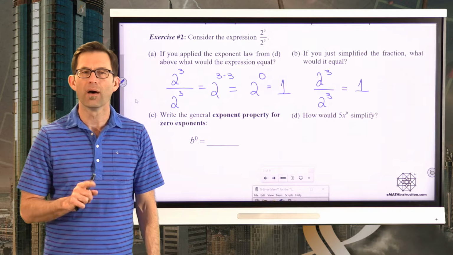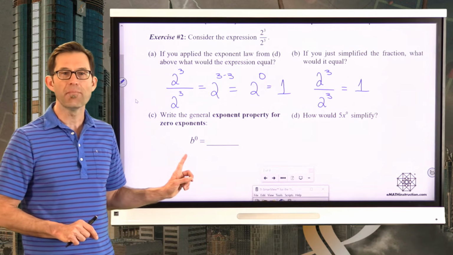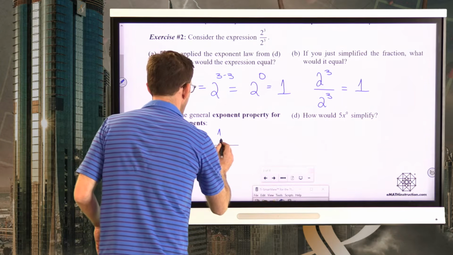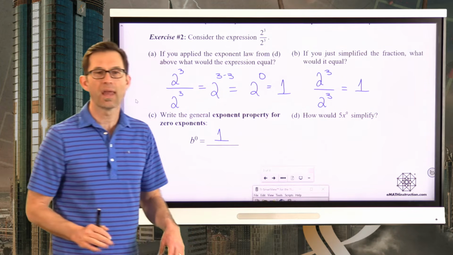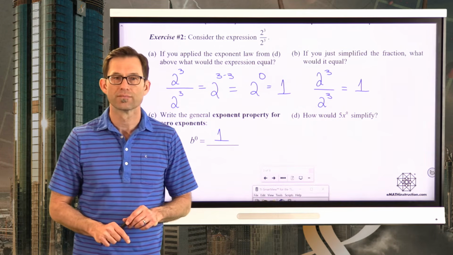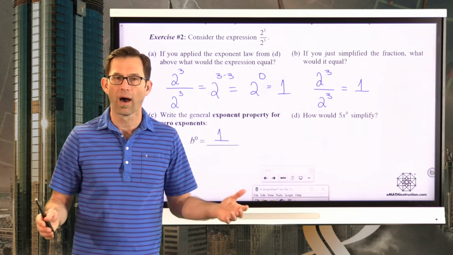And it is one of the most interesting exponent properties of it all. Any base raised to the 0 is equal to the number 1. All right? And that's a little strange, right? That is a little bit odd, okay?